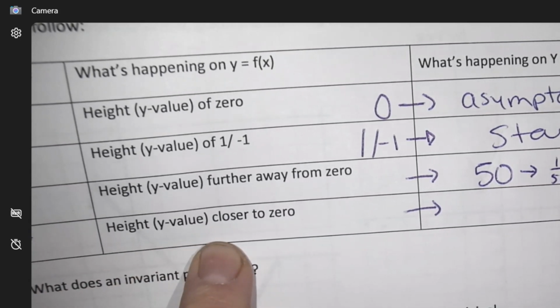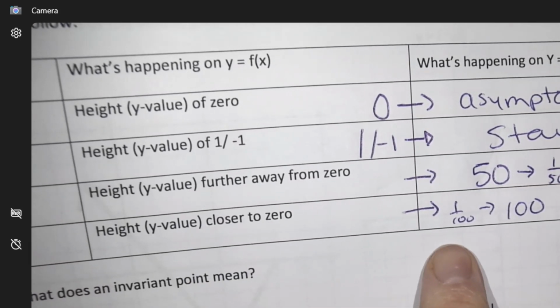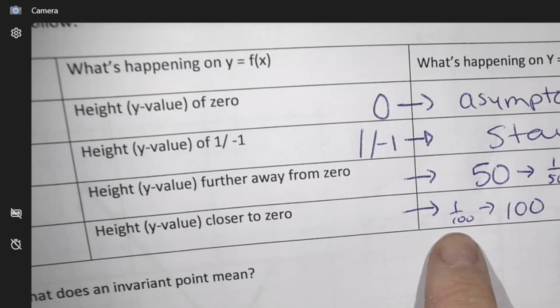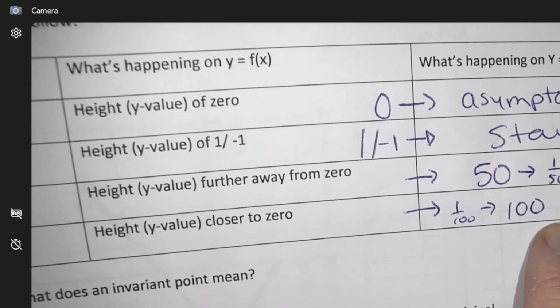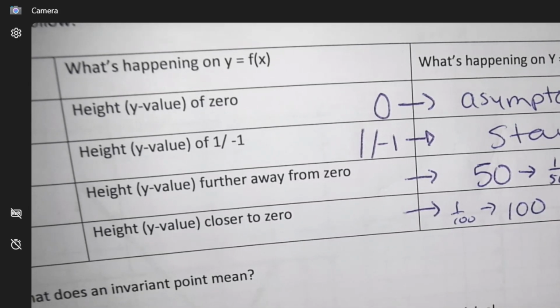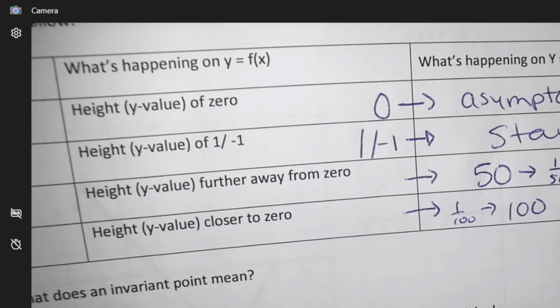And what happens if you are close to 0? What do you get if you flip that value? You're going to have to go away from 0. So an example, something around 1 over 100 is close to 0. So now it's going to shoot away from 0. Okay.